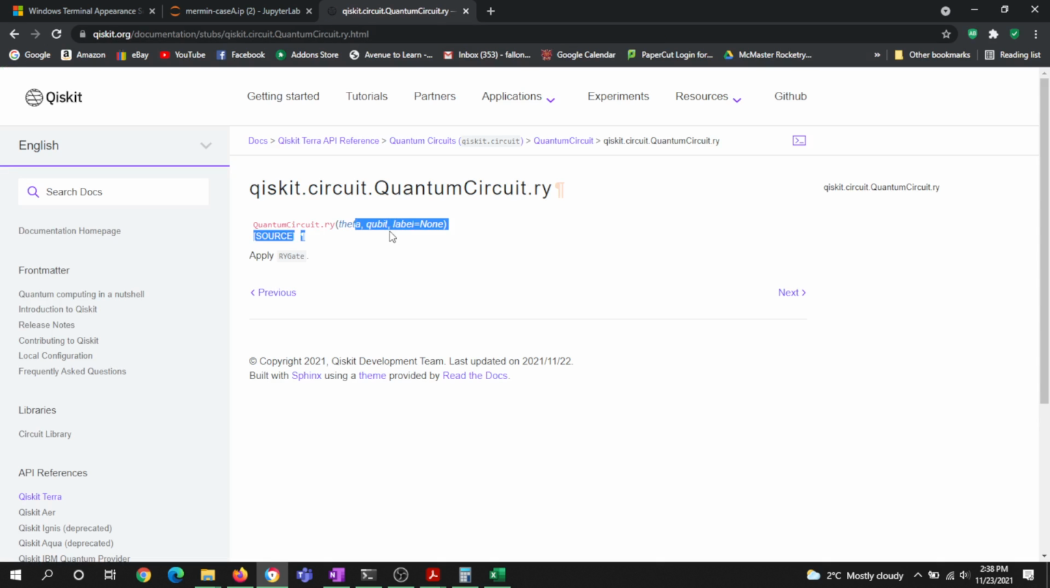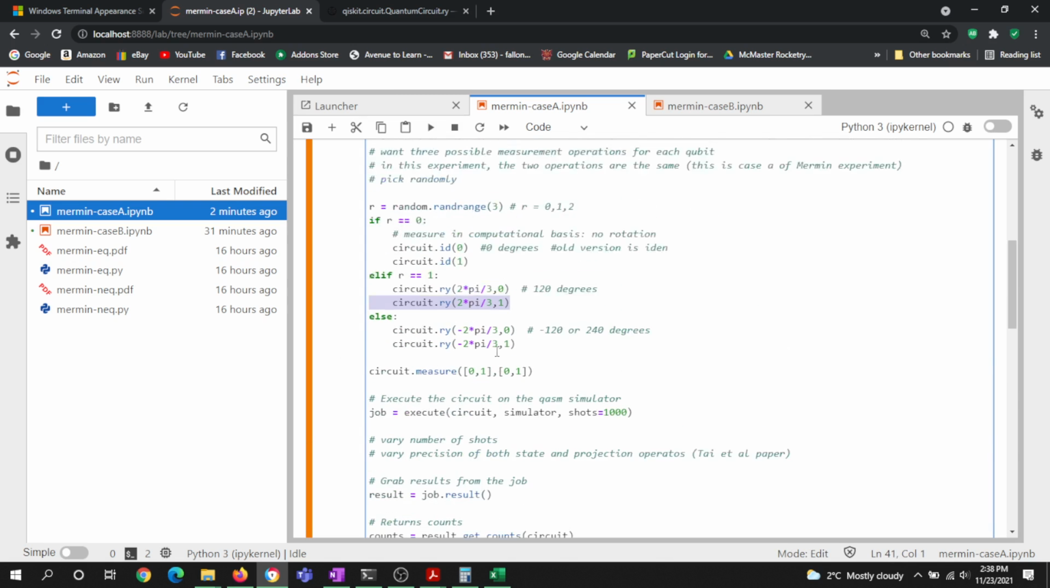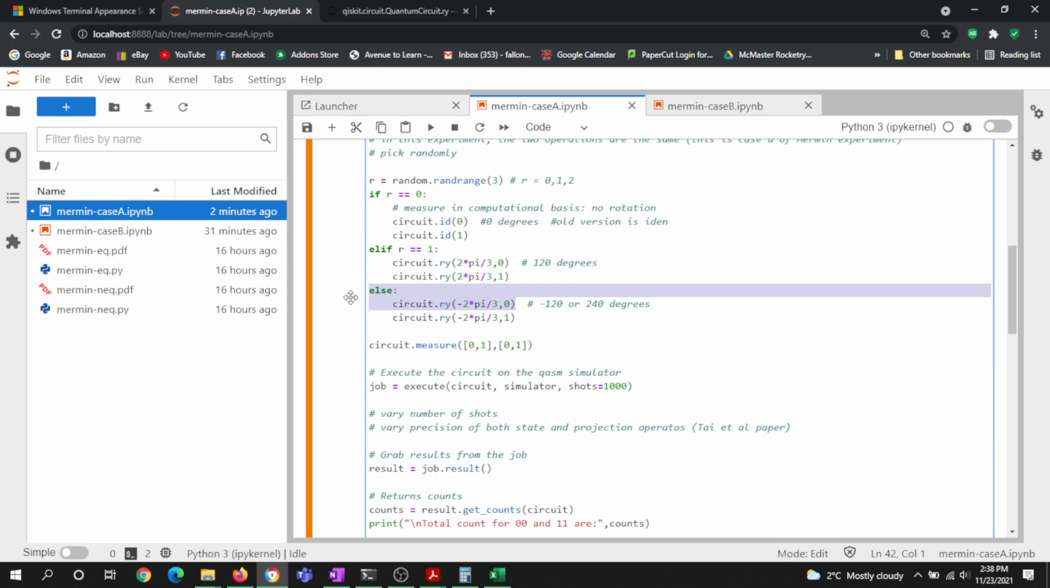Theta, oh, it's then the qubit, right? Yes, it's the qubit index. So that applies the same gate to the first qubit at a rotation of 2 pi over 3 radians, and then the same to the second qubit right there. And if it's not one of those 2 cases, then we do the minus 120 degree case, where we do a circuit at minus 120 degrees. So we're just running the experiment with the same settings because it's simulating case A. Does that make sense? Yeah, I think I understand.